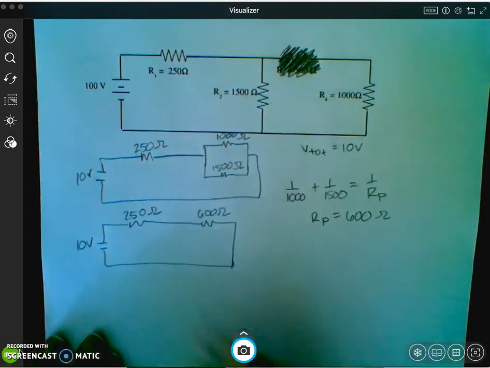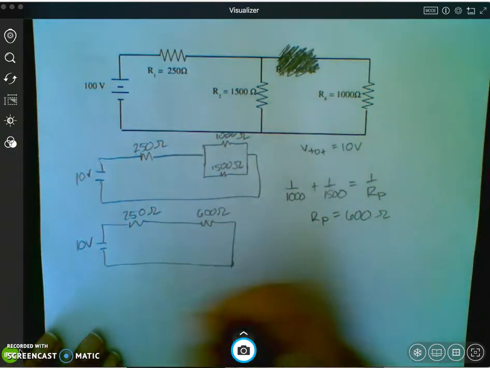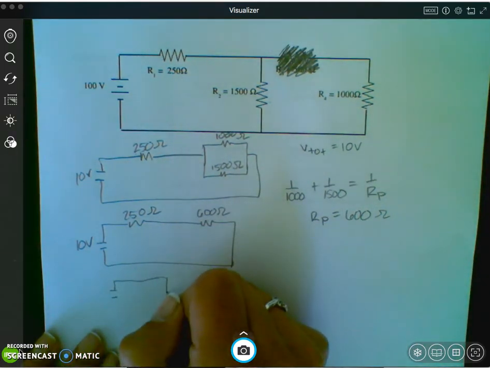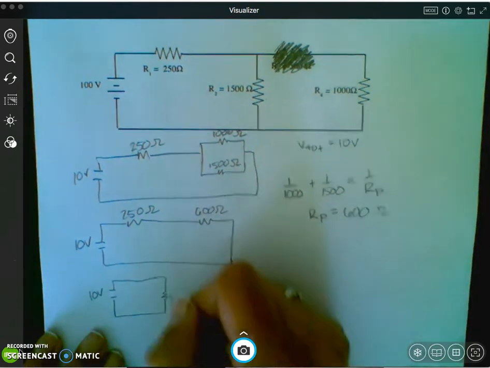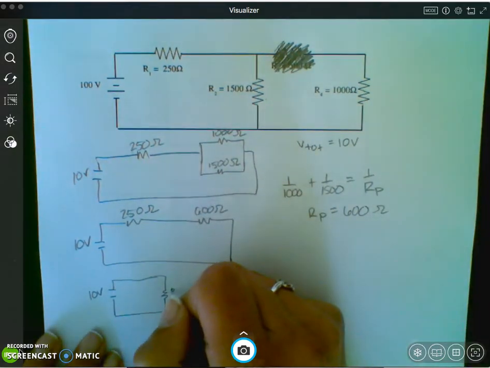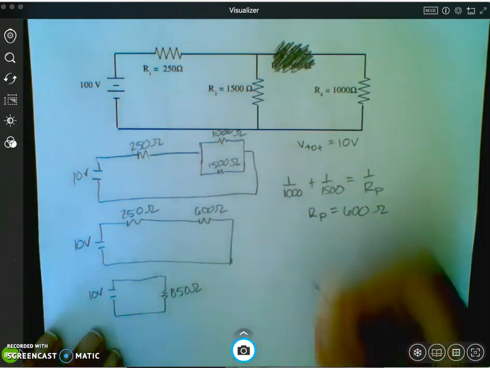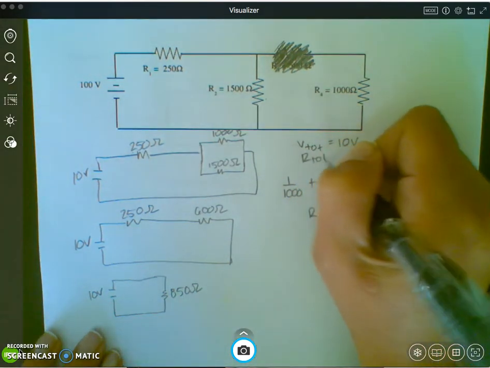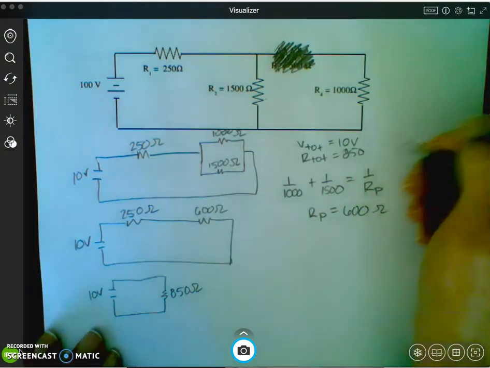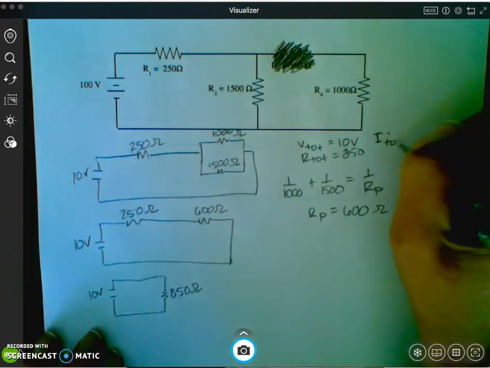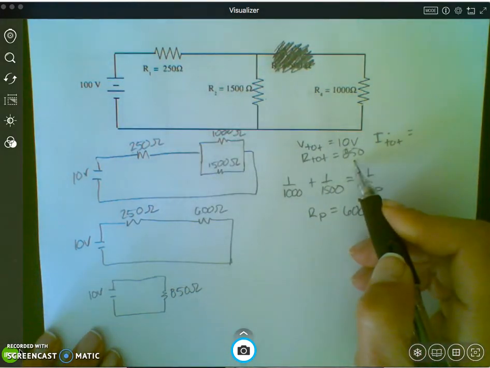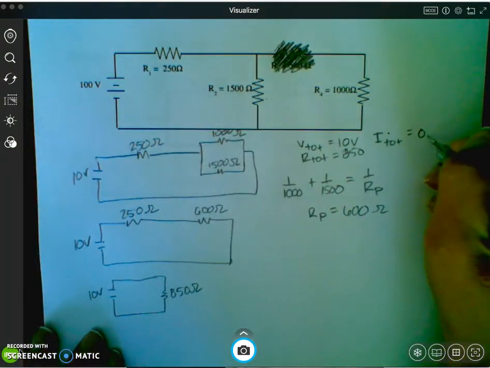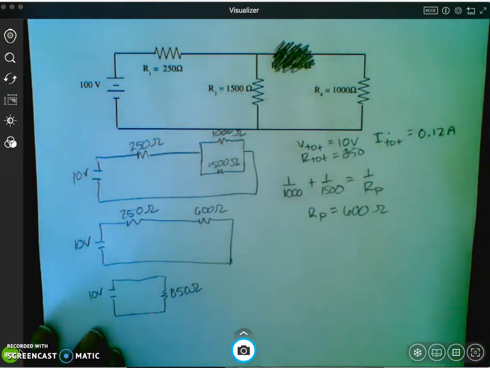Now the circuit would look something like this. These are in series and we can just add them straight up, so that we end up with just a simple circuit like we'd like. These two would be 250 plus 600 is 850. So our total is 850. If that's the case, then I total is 10 divided by 850, which would give us 0.12 amps.